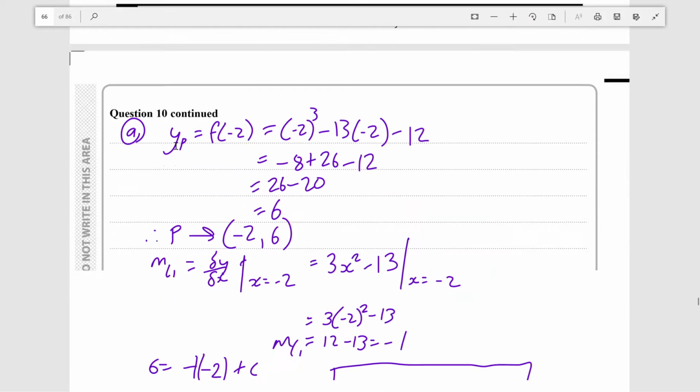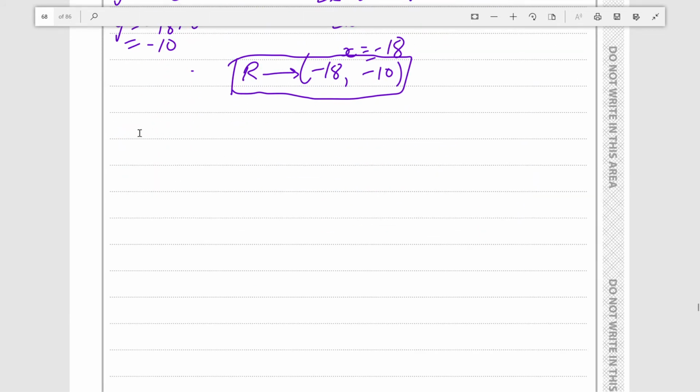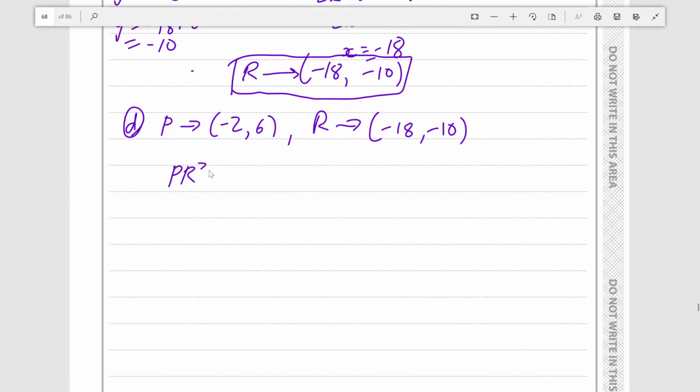We need to find the exact length of the line PR. So to refresh our knowledge, P is the point -2 and 6, and R is the point -18 and -10. If we use the Pythagorean theorem, we know that the square of the distance PR is equal to, firstly, I'm going to use P as the one we're subtracting from because its values are larger. It is -2 minus -18 squared plus 6 minus -10 squared.